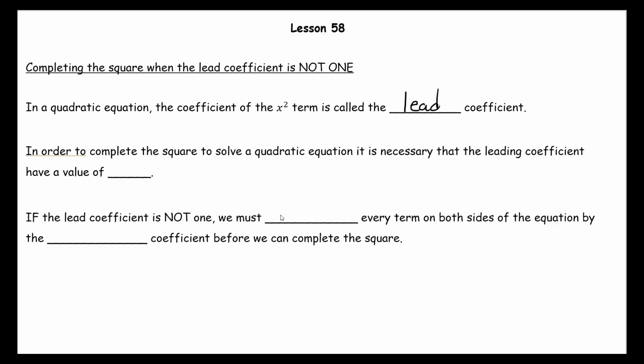And in order to complete the square to solve a quadratic equation, it is necessary that the leading coefficient have a value of 1. If the lead coefficient is not 1, we must divide every term on both sides of the equation by the lead coefficient before we can complete the square. So that's what we're going to have to do on this next problem.